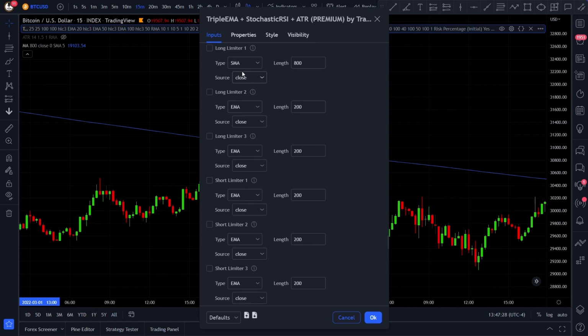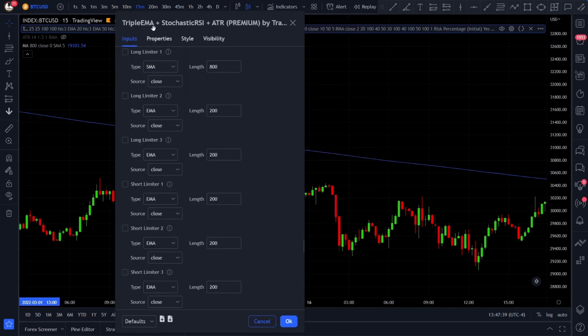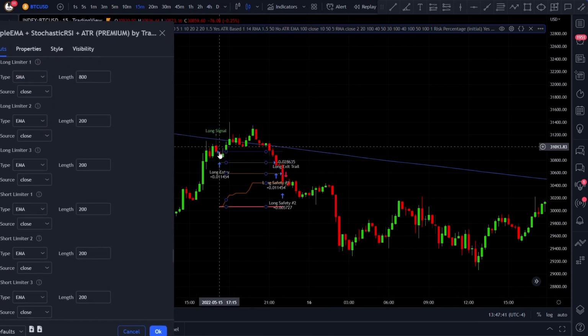This filter is easy to understand and use. You can see we have 3 long limiters and 3 short limiters. If you want to use either of them, tick the box next to it. The rule is simple. If the set moving average line is between the trade's entry and take profit level, then the trade will be filtered out.